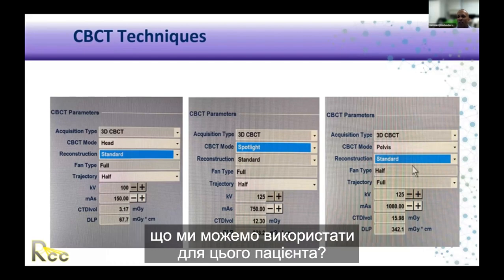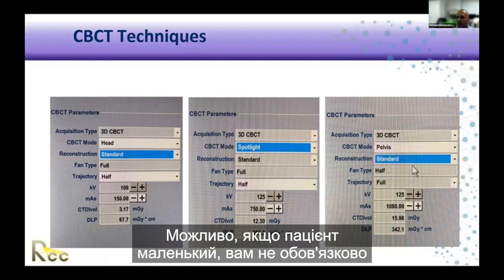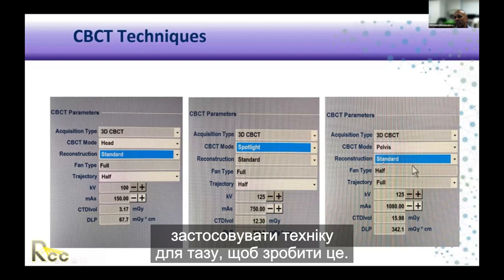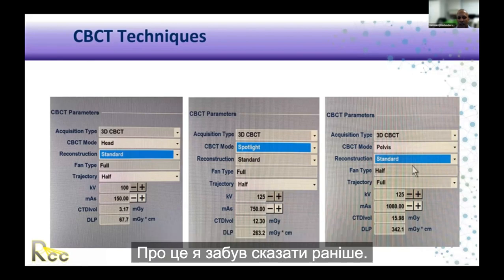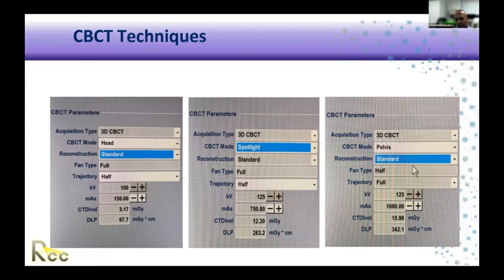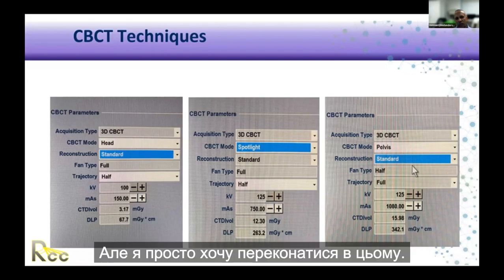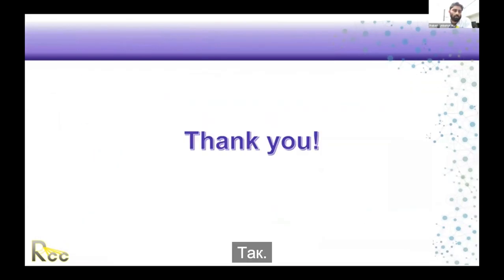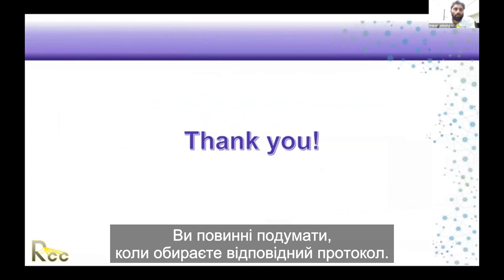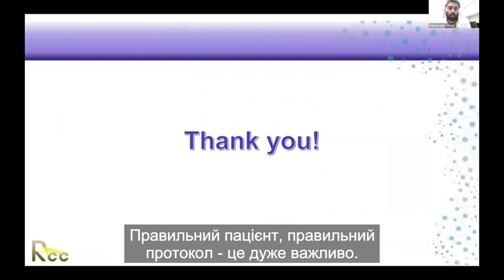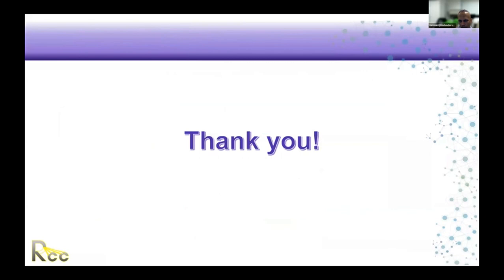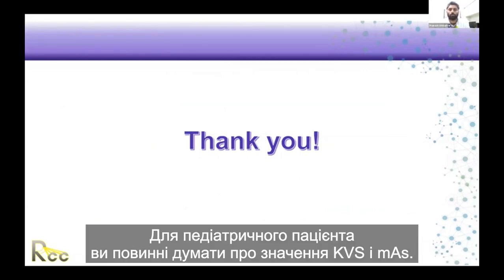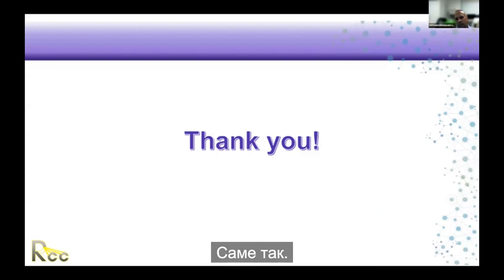So maybe talk to the physicist to develop what we can use for this patient. If the patient is small, you don't need to go all the way to the pelvis technique. I forgot to talk about that earlier. Yes, it means we have to think about choosing the appropriate protocol. Right patient, right protocol is very important. If you select a pediatric patient, we have to think about your kV and mAs values. That's right.